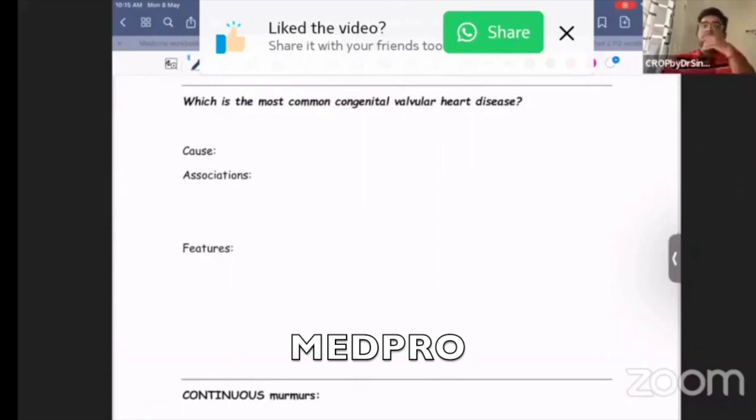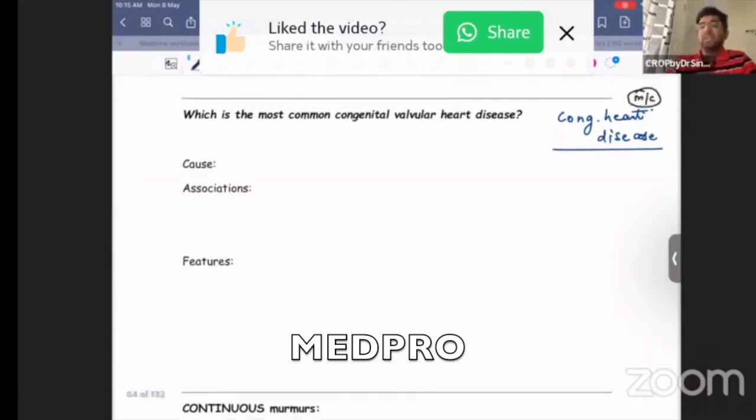So we will get started with the most common congenital valvular heart disease. There are two different things which you have to remember. One is congenital heart disease itself, the most common congenital heart disease, which is what you must have read in your pediatric session. What is that?